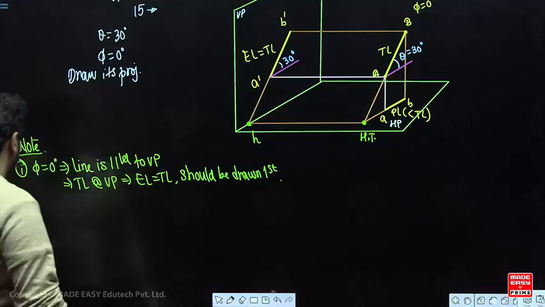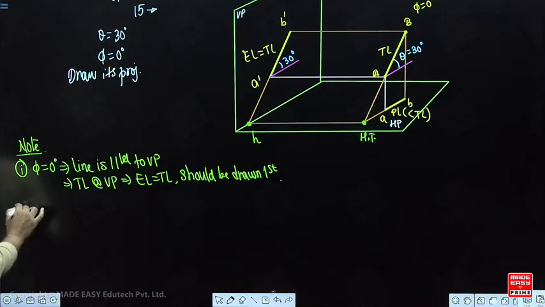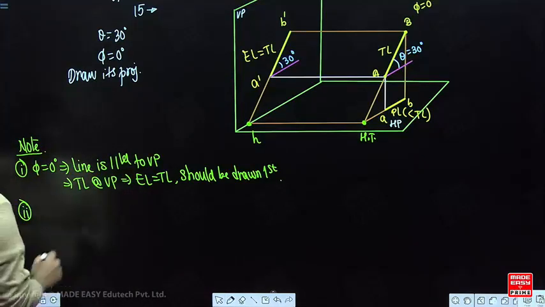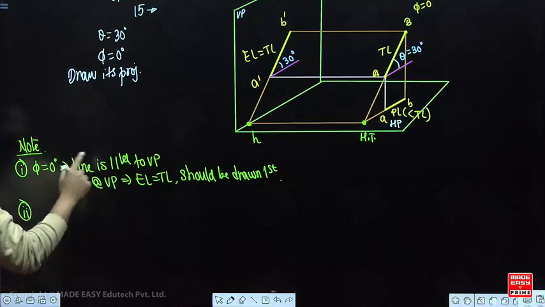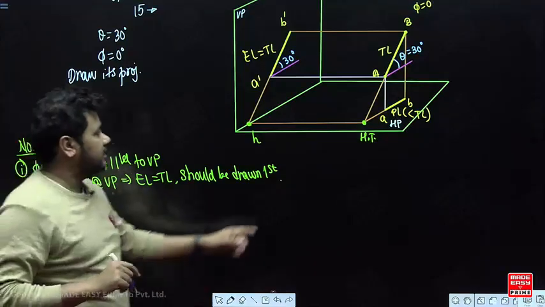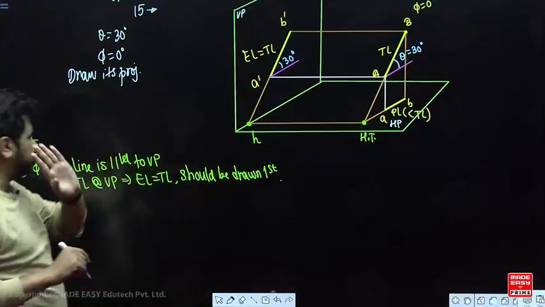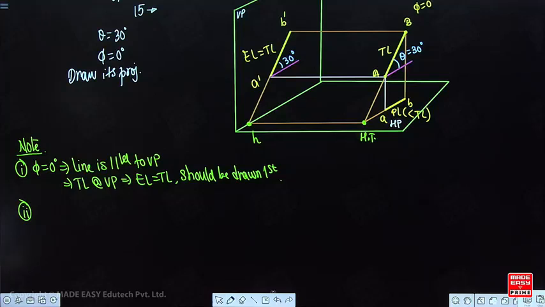OK, so five: phi equal to 0 means the line is parallel to VP, so true length is seen in the VP elevation, and the elevation length should be drawn first. Fine. Second one, phi equal to 0 degree, so you can see that the line is parallel to VP and it should be drawn first, correct?